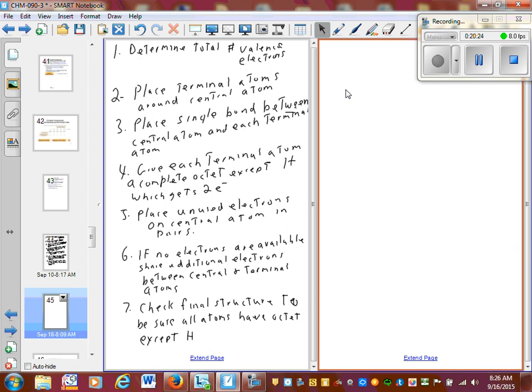We did SO2. Let's do SO3. Sulfur trioxide. Quick, how many valence electrons? 24. That shouldn't have taken you long because you did SO2, which is 18. We're adding one more oxygen, which is 6. 18 plus 6 is 24.